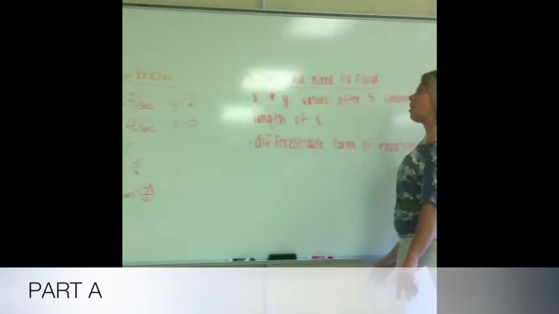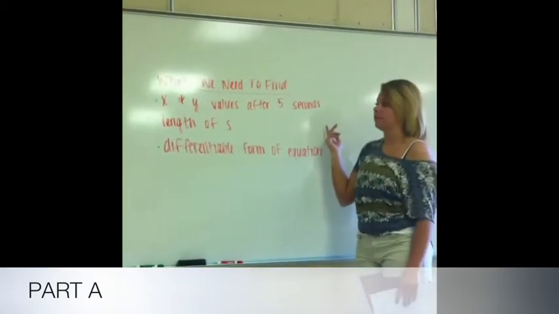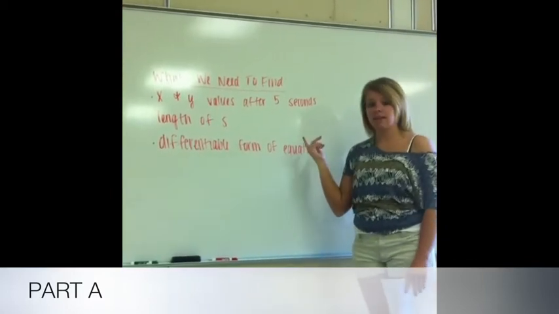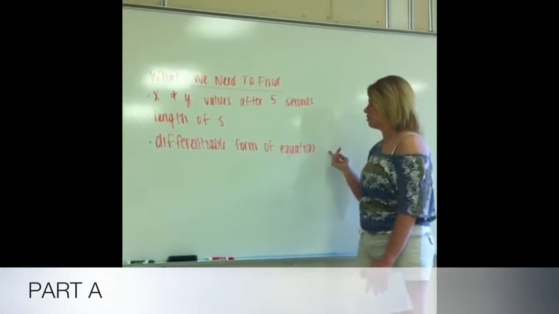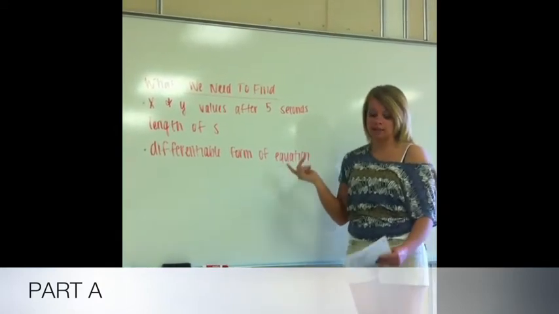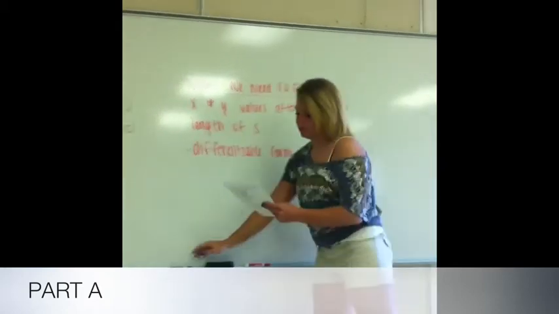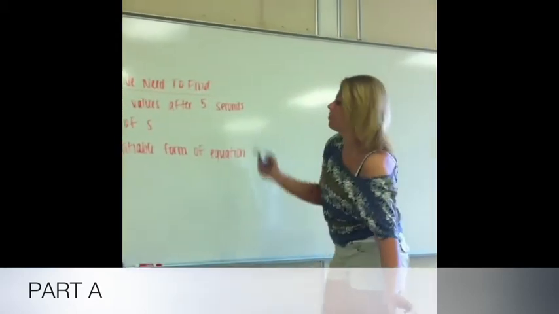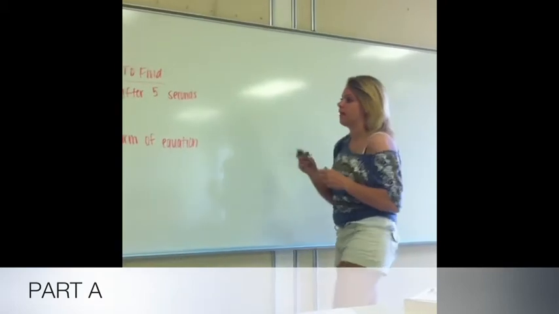So things that you need to solve are the x and y values after the 5 seconds. You need to find the length of s after the 5 seconds, and you also need to find the differentiated form of the equation for s. So how we're going to start is we're immediately going to find out these values after 5 seconds.